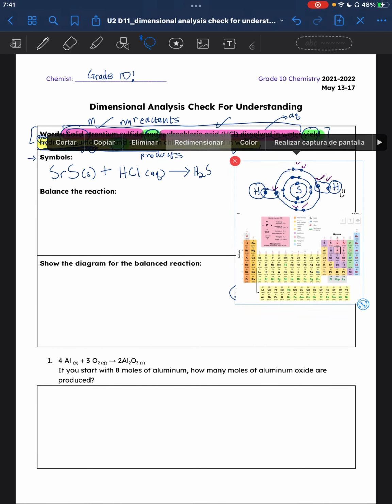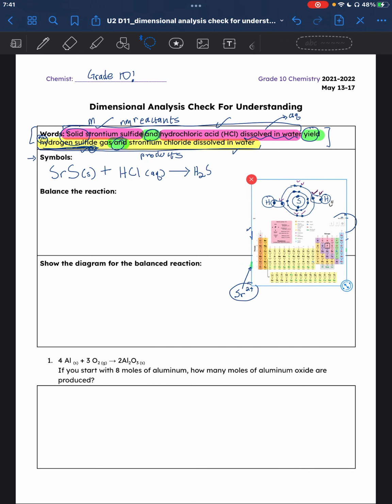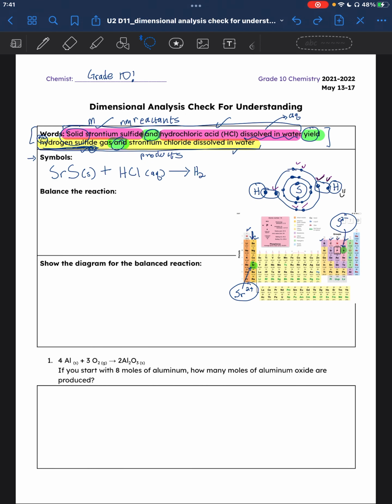And so let me just make this a little bit smaller. Oops, I just wanted to make the Bohr diagrams a little smaller to give myself some more space. And okay, we'll just leave it like this. Hydrogen sulfide.